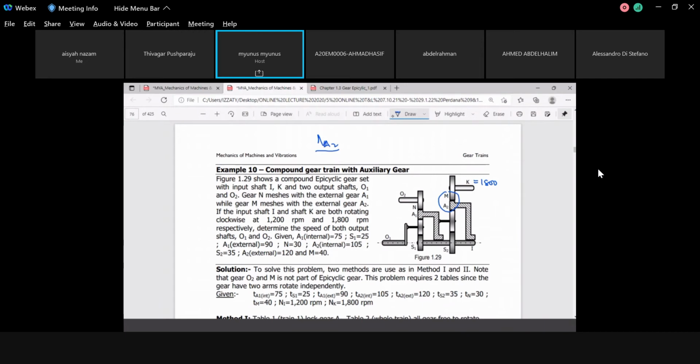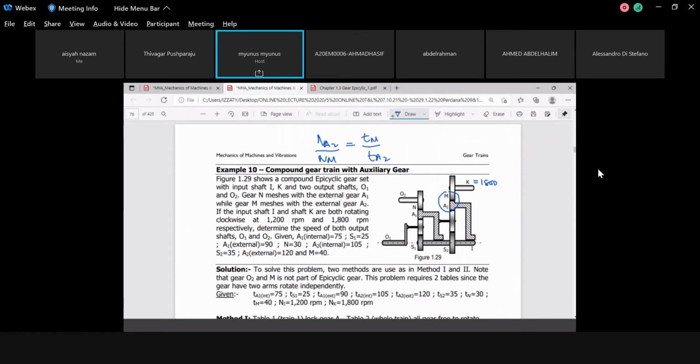I just write on the screen, on the notes, so that you can easily refer. Is it okay with you? Okay, Doctor. Na2 is connected to Nm, so Na2 divided by Nm is equal to what? Is equal to Tm divided by Ta2.